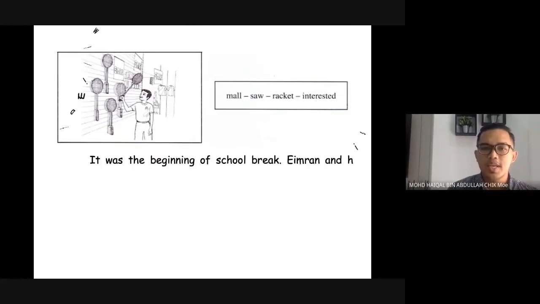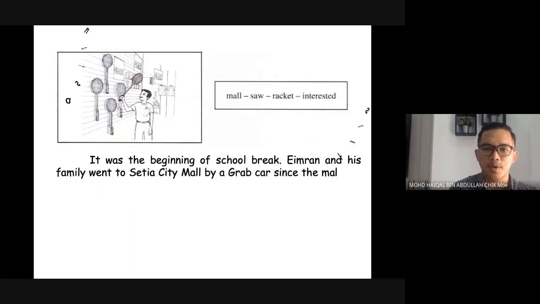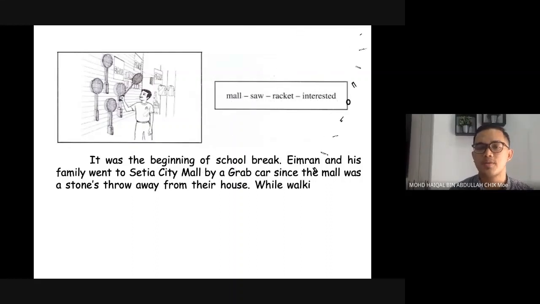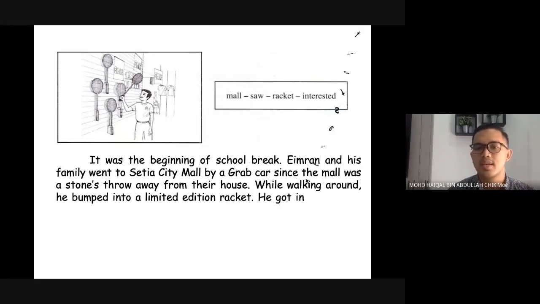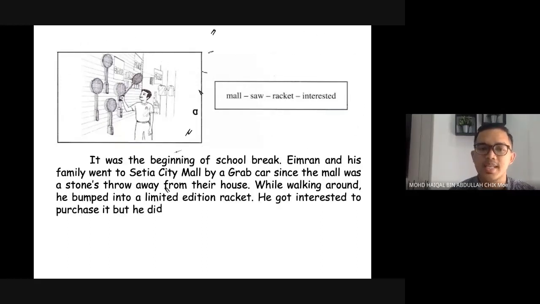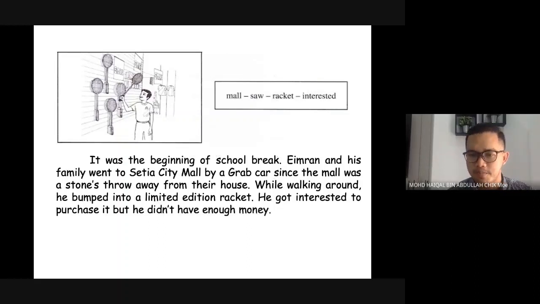It was the beginning of school break. Imran and his family went to City Mall by a Grab car, since the mall was a stone's throw away from the house. While walking around, he bumped into a limited edition racket. He got interested to purchase it, but he didn't have enough money. Okay, what do you think of this one? Here, what can I say? The candidate really expands his ideas based on the picture and also based on the limited words given.